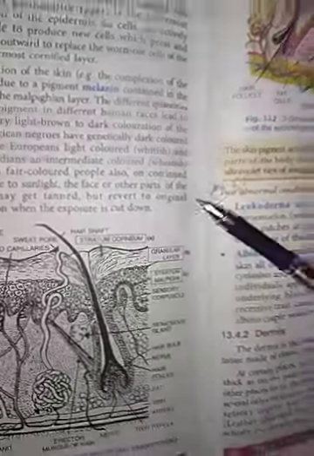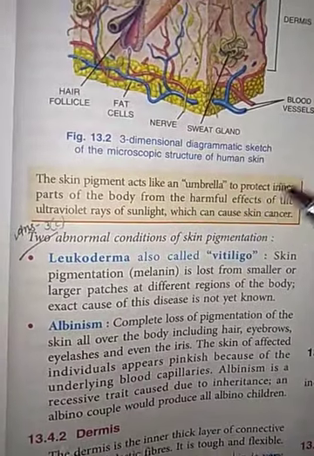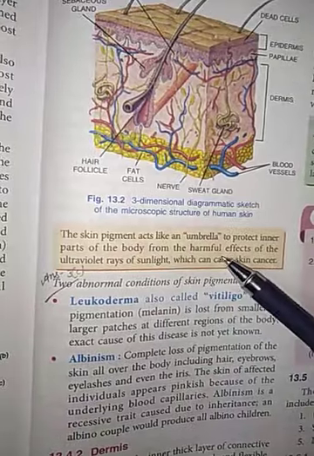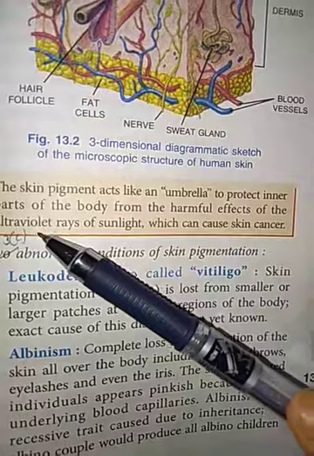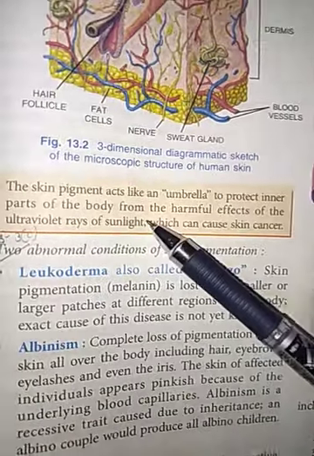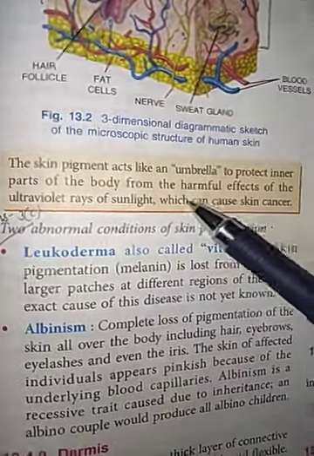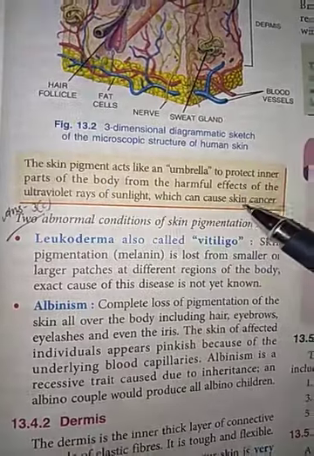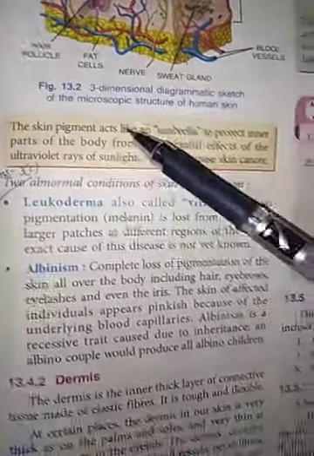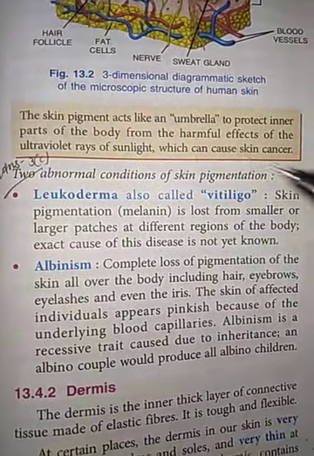Now students, I will tell you that the skin pigment acts like an umbrella to protect the inner parts of the body from the harmful effects of the ultraviolet rays of sunlight, because if these ultraviolet rays enter the internal organs of our body, they may cause health problems, like skin cancer also, because these UV rays are very harmful to our skin. So this skin pigment acts like an umbrella to protect the inner parts of the body.